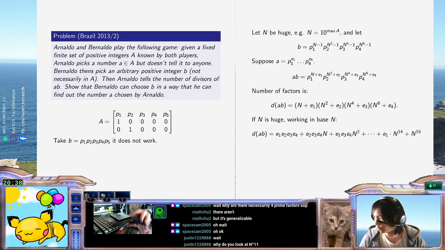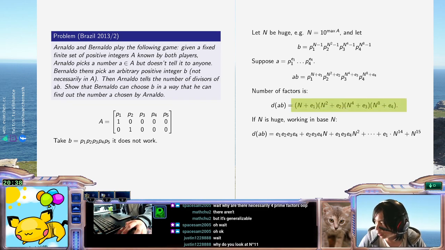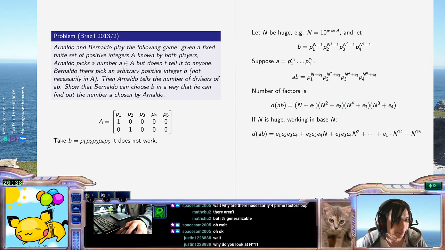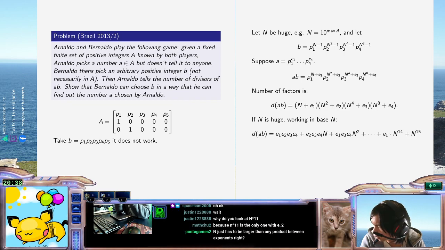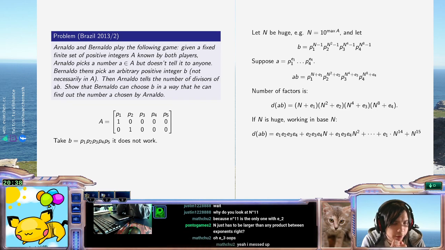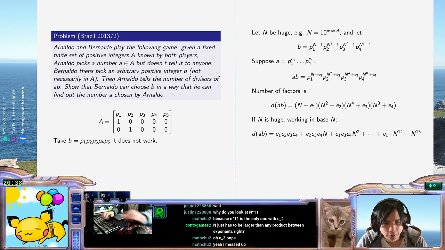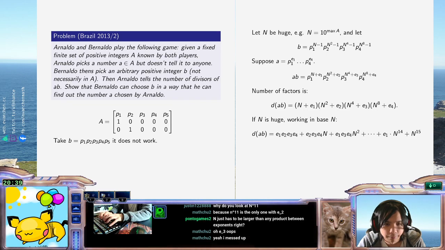Why would you look at n to the 11? Because when you look at this, what's the coefficient of n to the 11, for example? It's exactly e3. So my point is you can recover each individual ei by looking at one of the equations. e3, right? Not e2. Yeah. Okay, I'll just write the correct thing. N strictly greater than product of max VP A across.